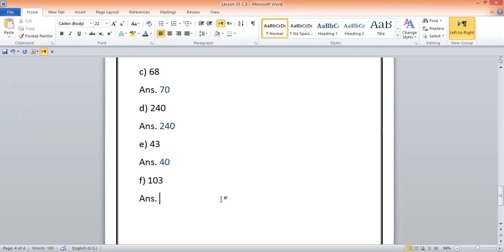And E2 is 103. Can you tell me the answer for 103, guys? Round it off to the nearest 10. Remember there are 3 digits: ones 3, tens 0 and hundreds 1. Okay, I'm checking your answer. Very good. All answers are correct.